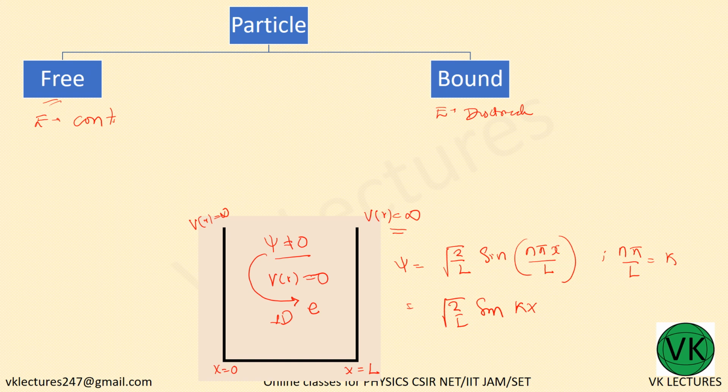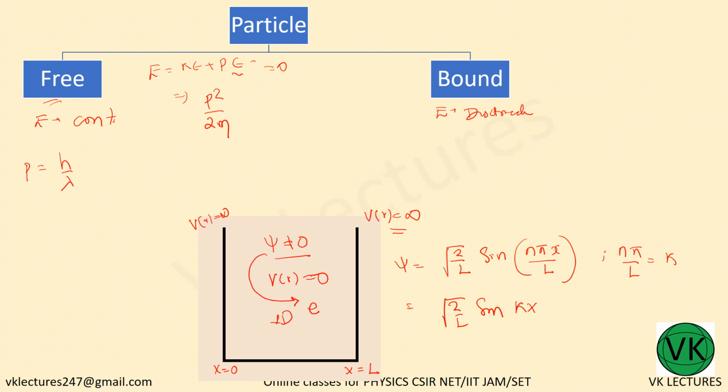So what is the energy? Energy is equal to kinetic energy plus potential energy. But this potential energy is equal to 0. So what is the kinetic energy? P square divided by 2m. Now from de Broglie's wave, we have P is equal to h divided by lambda, or lambda equal to h by p.